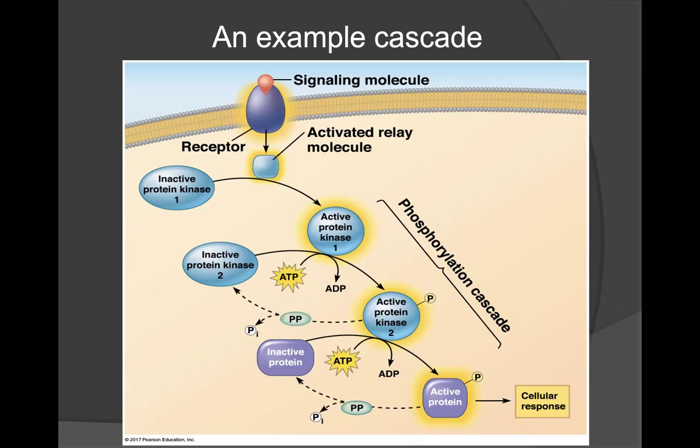However, let's consider an active protein kinase 2. Once again, protein kinase 2 is a kinase, so it is going to phosphorylate another protein. And we will see our target protein at the end of this chain go from the inactive to the active form. This will then cause a cellular response. Once again, if we wanted to inactivate our target protein, we would simply remove that phosphate group. This would usually be done by a phosphatase.